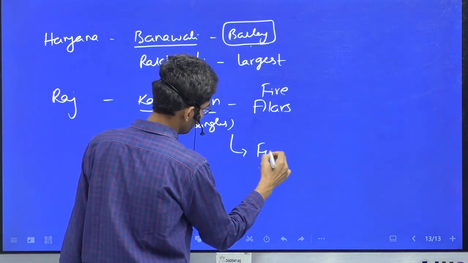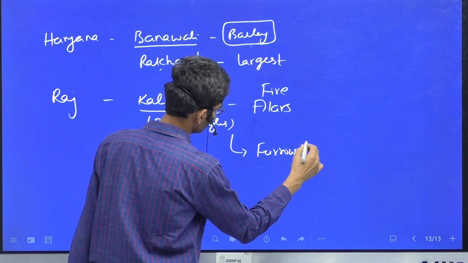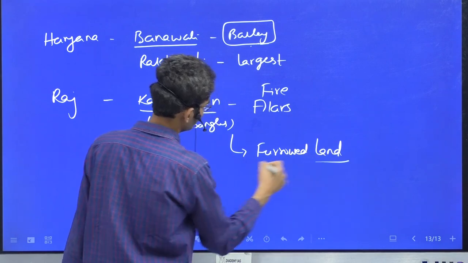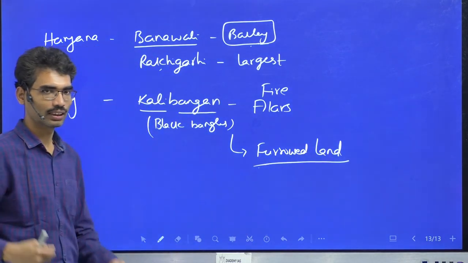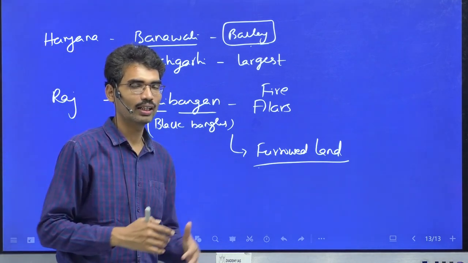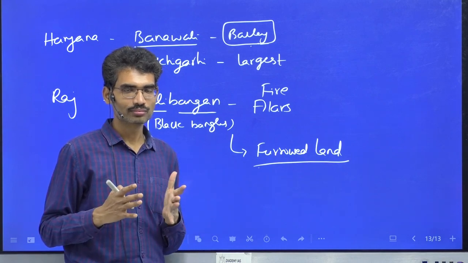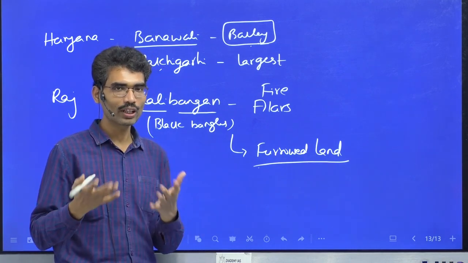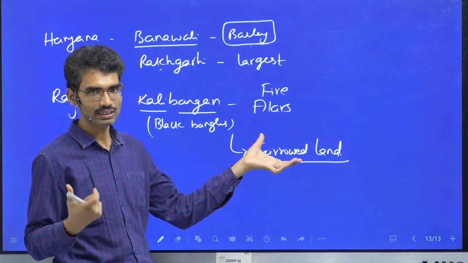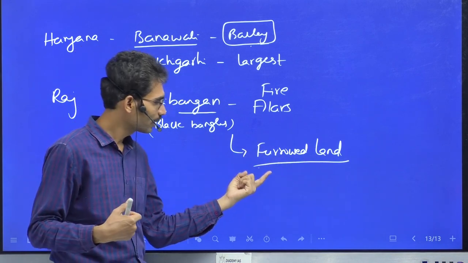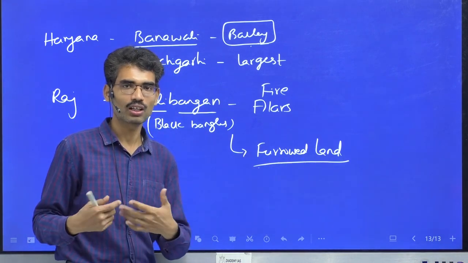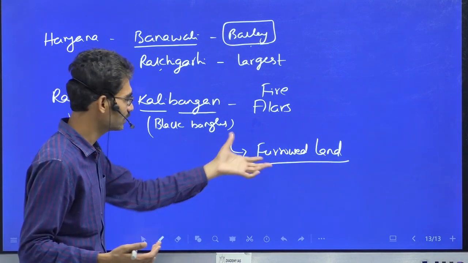Next, furrowed land. For agriculture, we need to plow the land. These people did not use iron. Probably they have used wooden plow. That did not survive now. But this furrowed land gives the evidence of how they practiced agriculture.